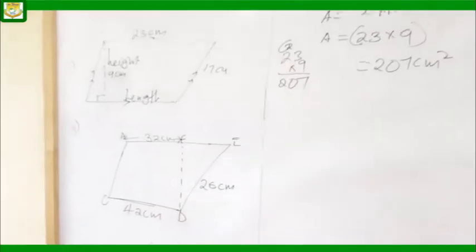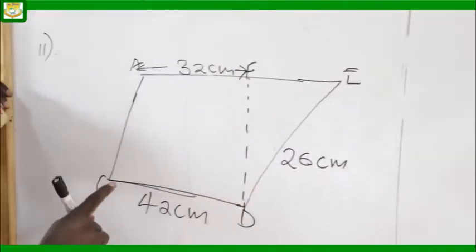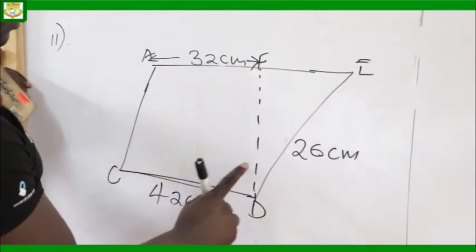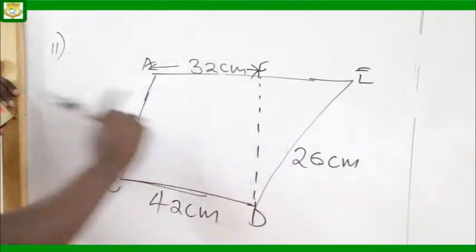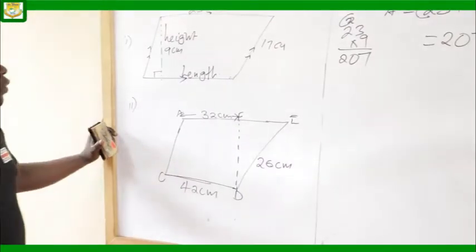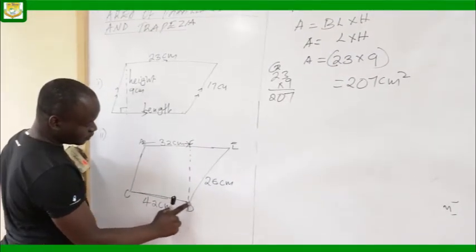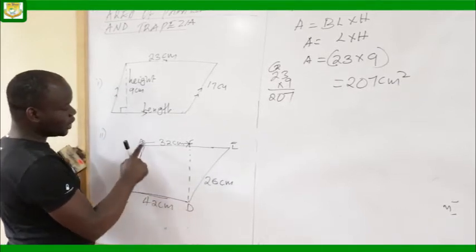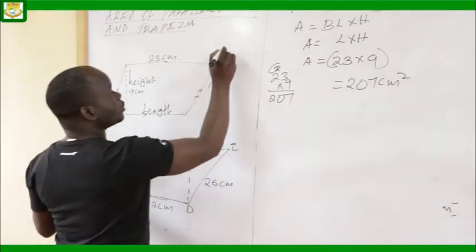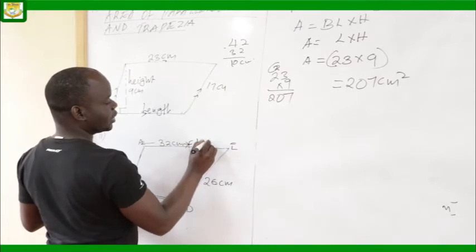We have example number two. It is still a trapezium, but this time you have been given here 2 centimeter, 42 centimeter, and 26 centimeter, and we don't have the height. So we must look for the height first before we do the area. If from here to here is 42, which is our length, the same applies to here, which must be 42. Therefore, you take 42 minus that 2, which equals 10 centimeter. So here is 10 centimeter.